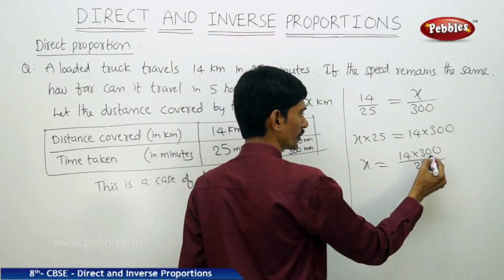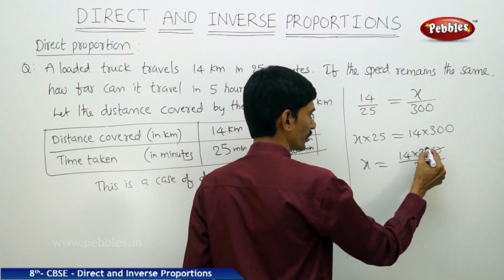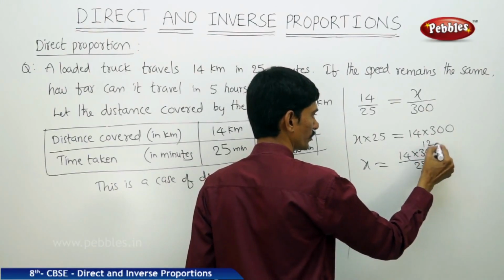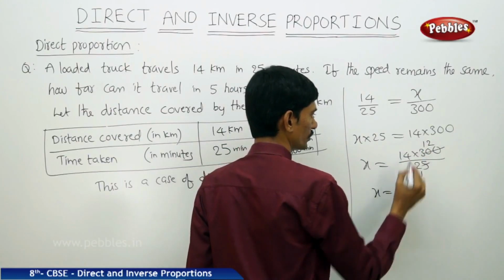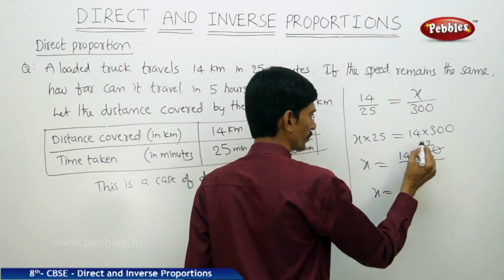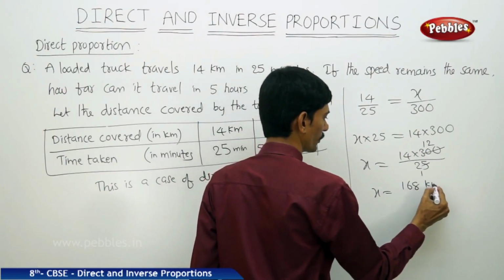Now we can cancel 25 and 300. So 25 ones are 25, 5 is a remainder here, 50, 25 twos are 50. Now x equals 14 into 12. So 14 twos are 28, 14 ones are 14 plus 2, 16, 168 kilometers.